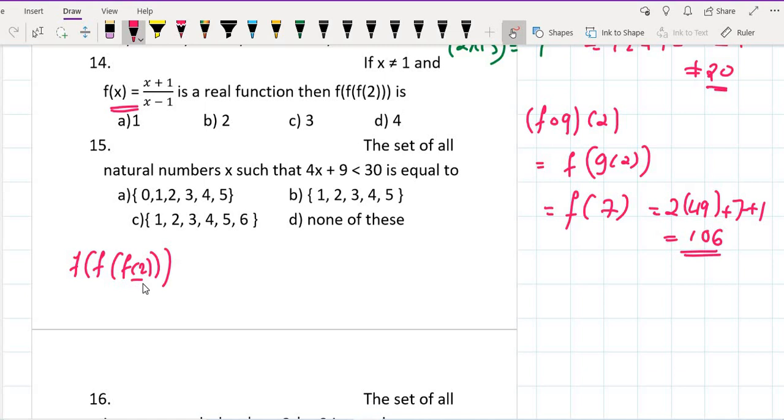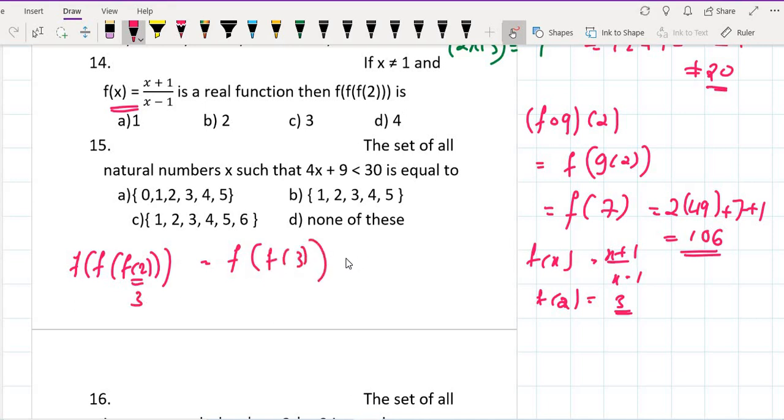First consider f of 2. See, f of x is x plus 1 by x minus 1. So what is f of 2? 2 plus 1 by 2 minus 1. 2 plus 1 is 3. So f of 2 is 3. If you back substitute here, this becomes 3 now, right? So f of 3 is to be calculated.